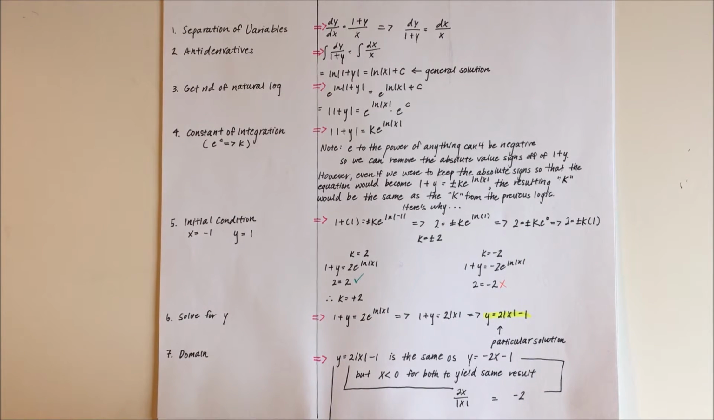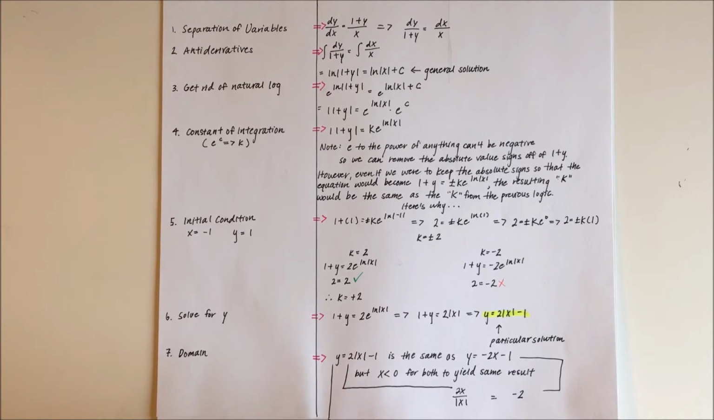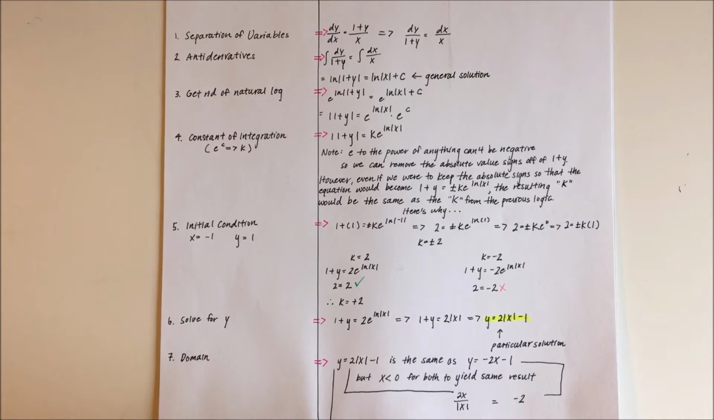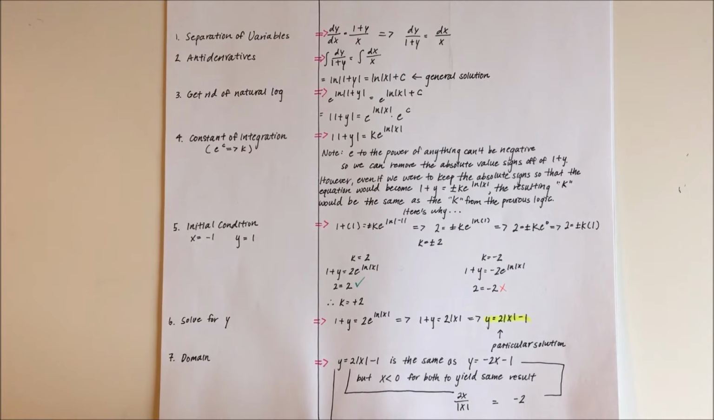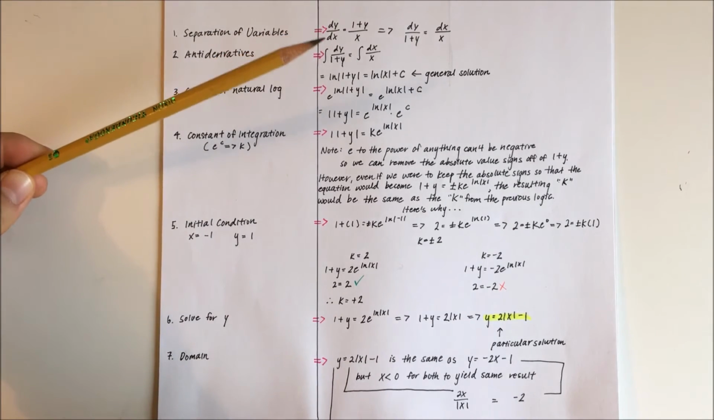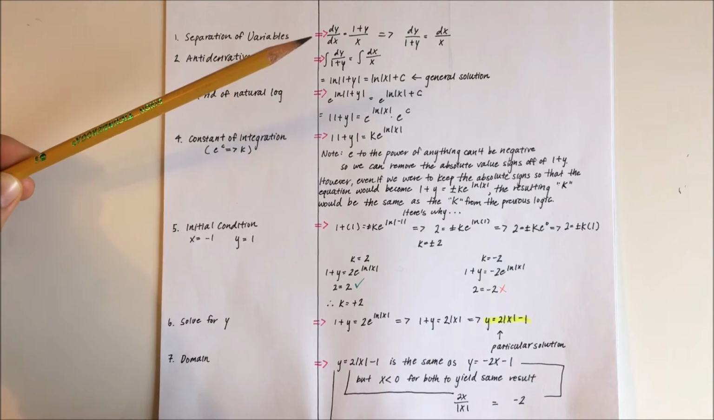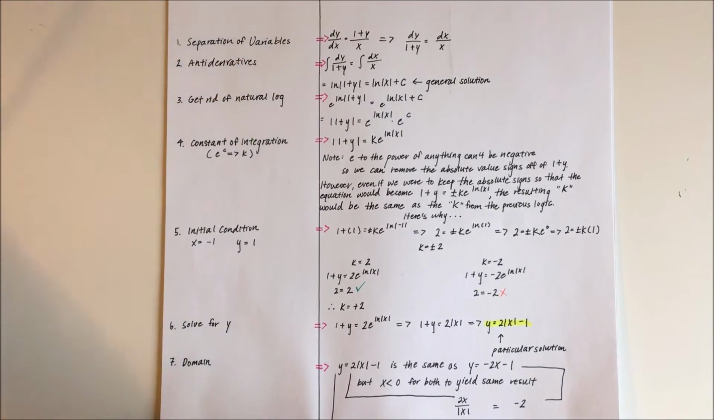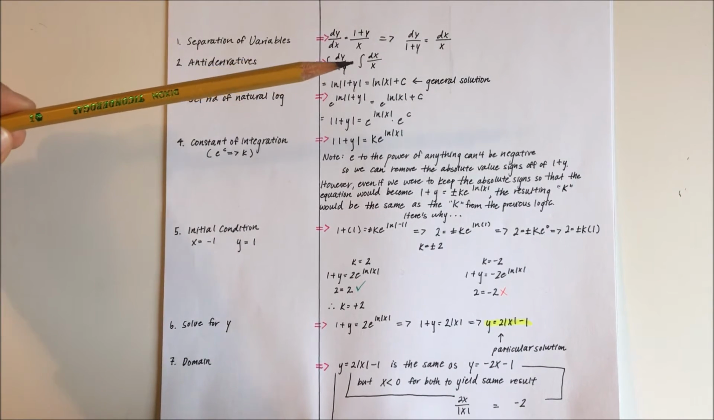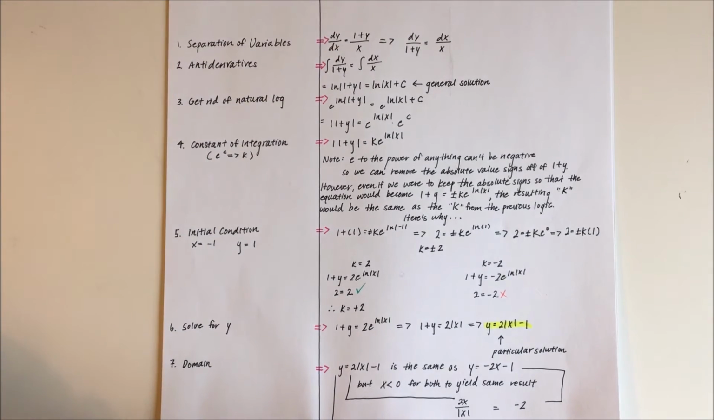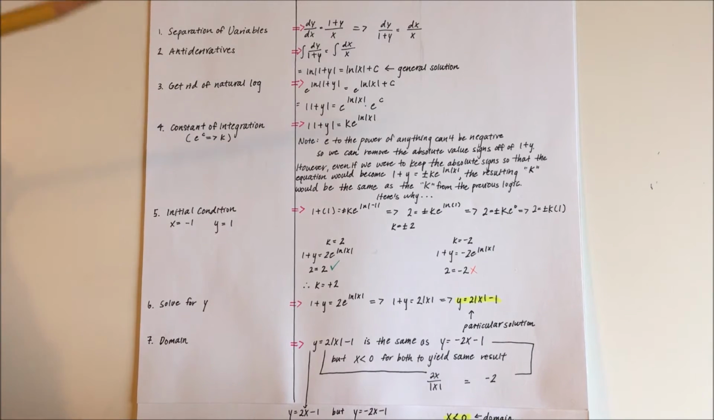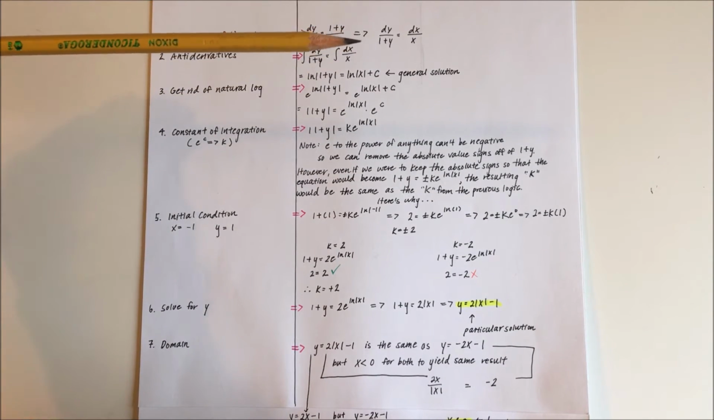In order to find the particular solution, we must first find the general solution. The first step to finding the general solution is to separate the variables of the original differential equation. This is the original differential equation. To move 1 plus y over to where dy is on the other side, we divide the whole equation by 1 plus y. To move dx over to where x is on the other side, we multiply the whole equation by dx.